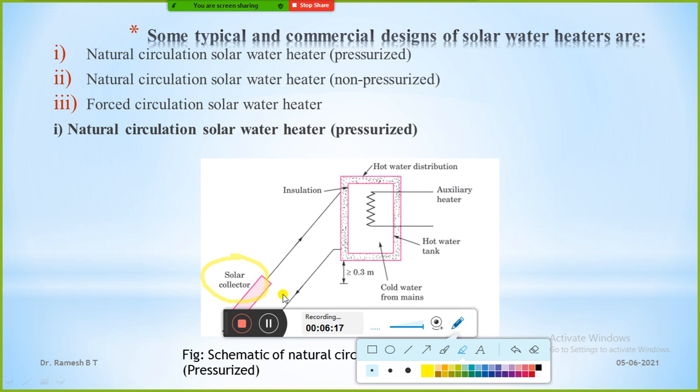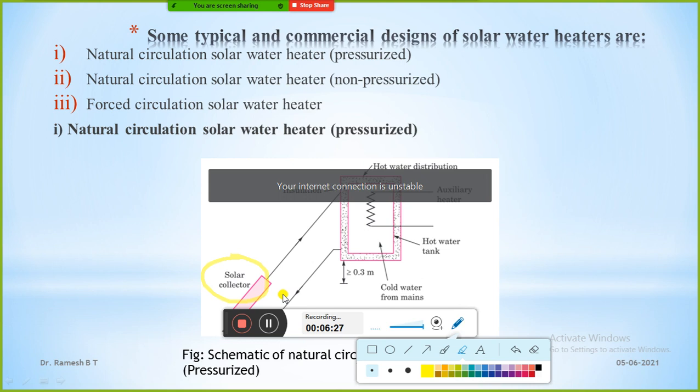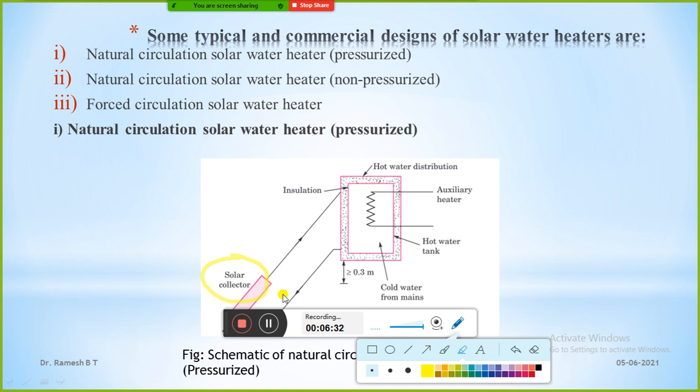You just observe in your solar water heater. There is a flat plate collector, or tube-like collectors, and above that there is a small tank, with a capacity of 100 liters or 200 liters or 300 liters, a small tank which is completely insulated.